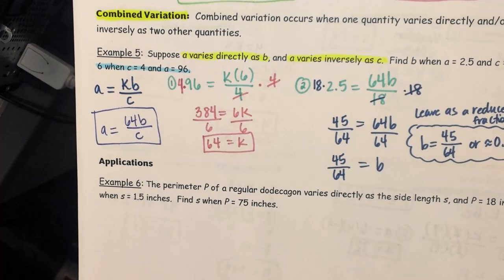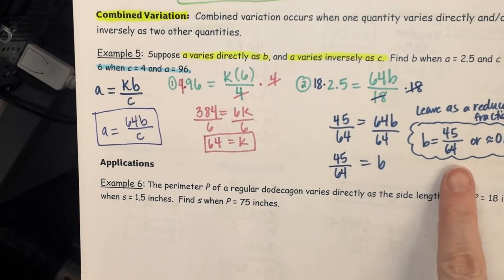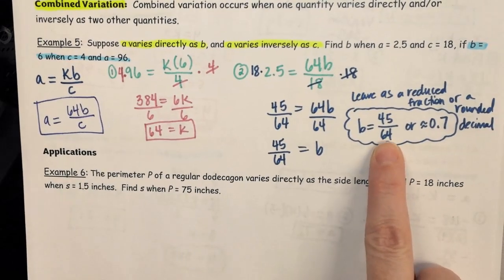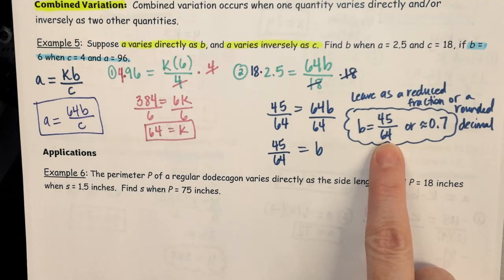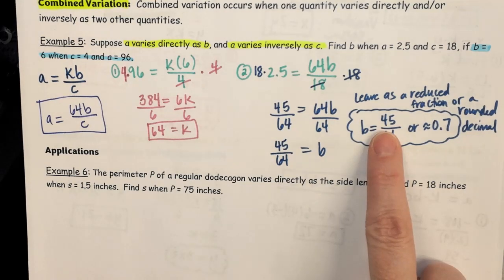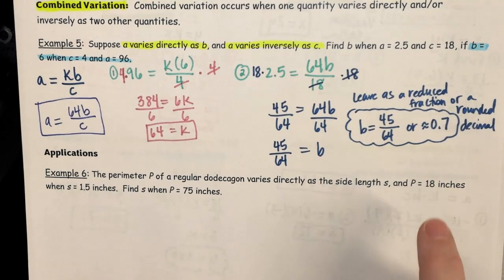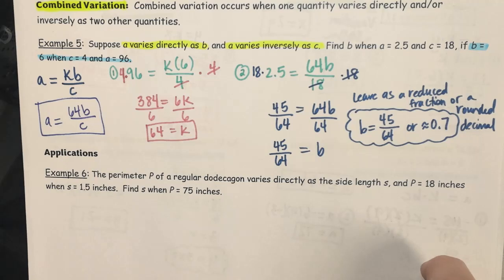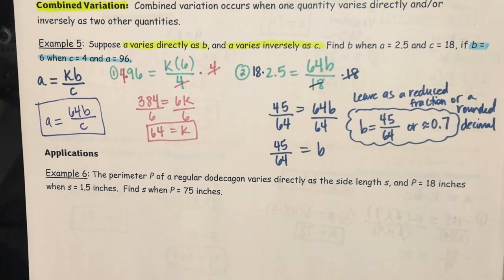We know that we can't reduce this because remember that 64 is 2 to the 6th power. 45 is not going to have any 2's in it because it's an odd number. Okay, so we can't reduce that any further.